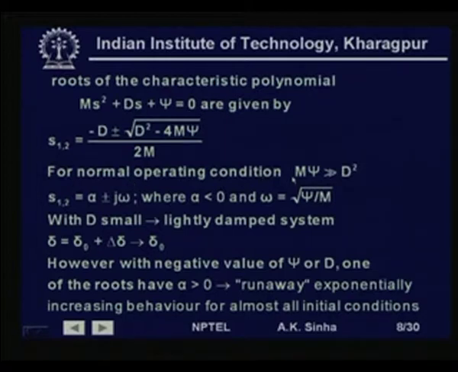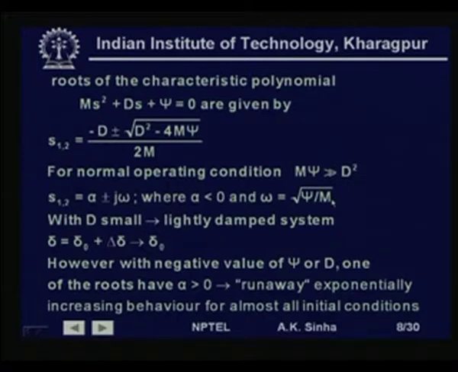For normal operating condition, normally what we have is m psi is much larger than d square. The damping terms are normally much smaller, and therefore, we will get the two roots s12 as alpha plus minus j omega, where alpha is generally less than 0, that is, alpha is negative, and omega, which gives the frequency of oscillation, is given by root over psi by m.